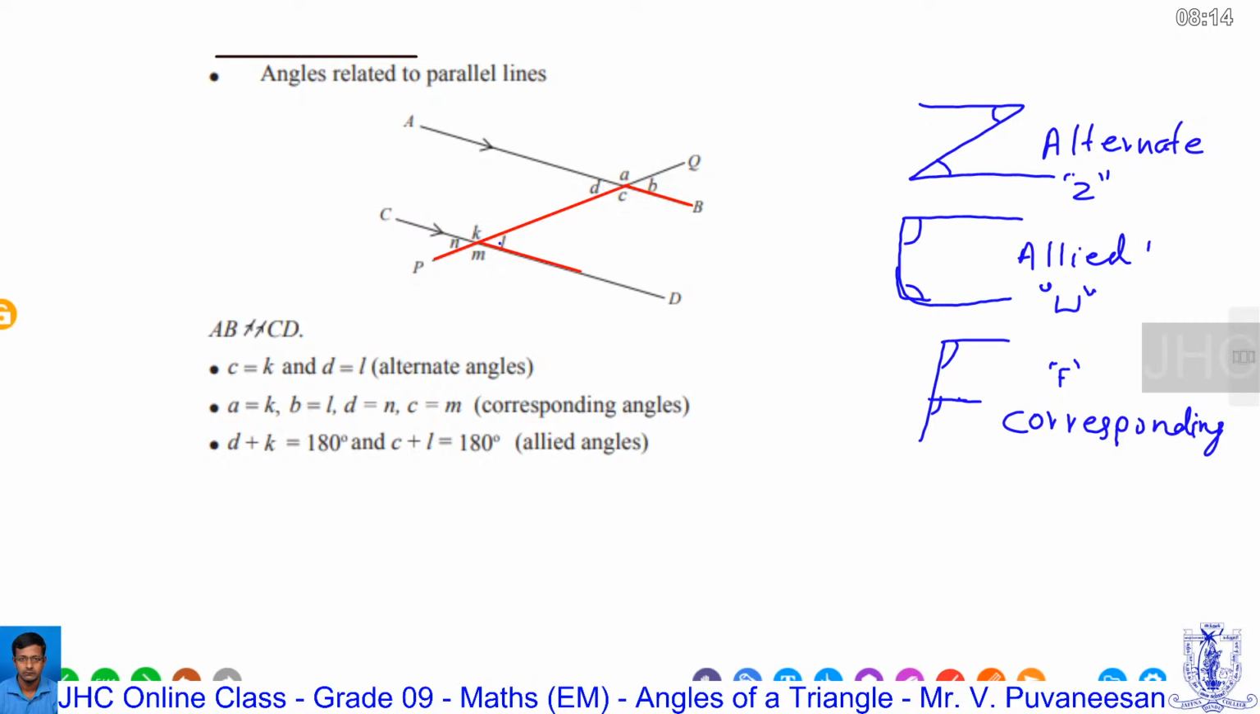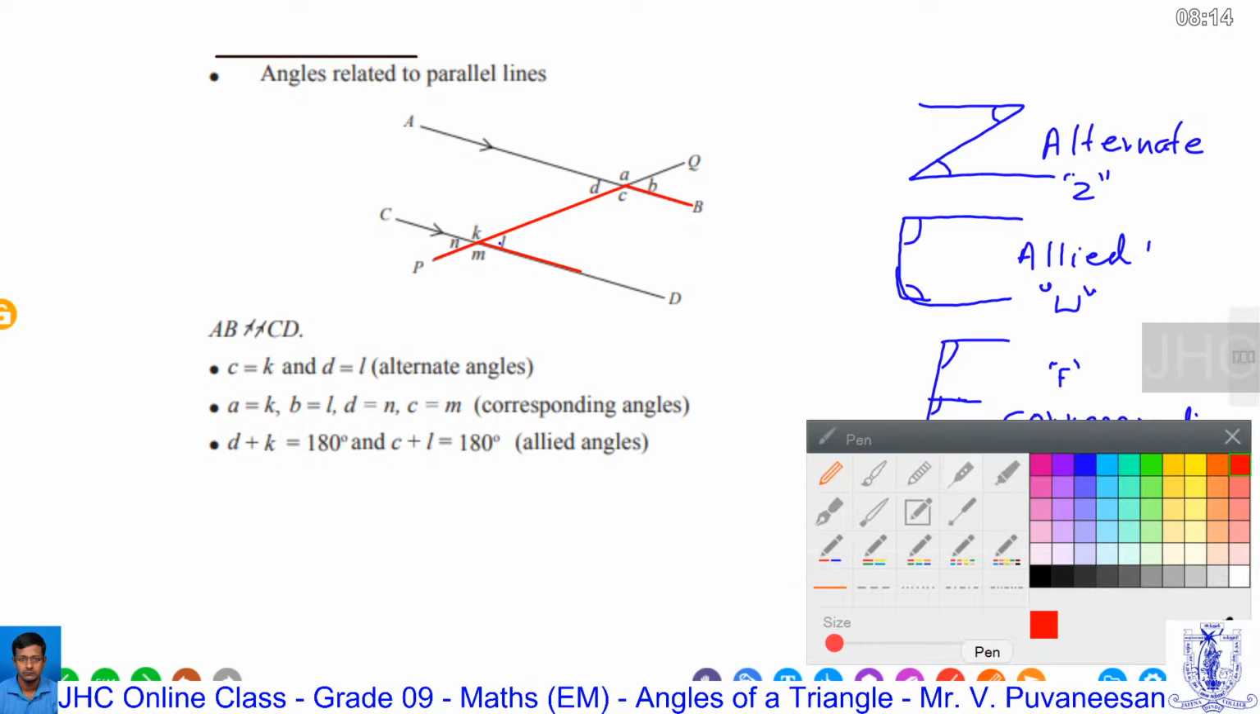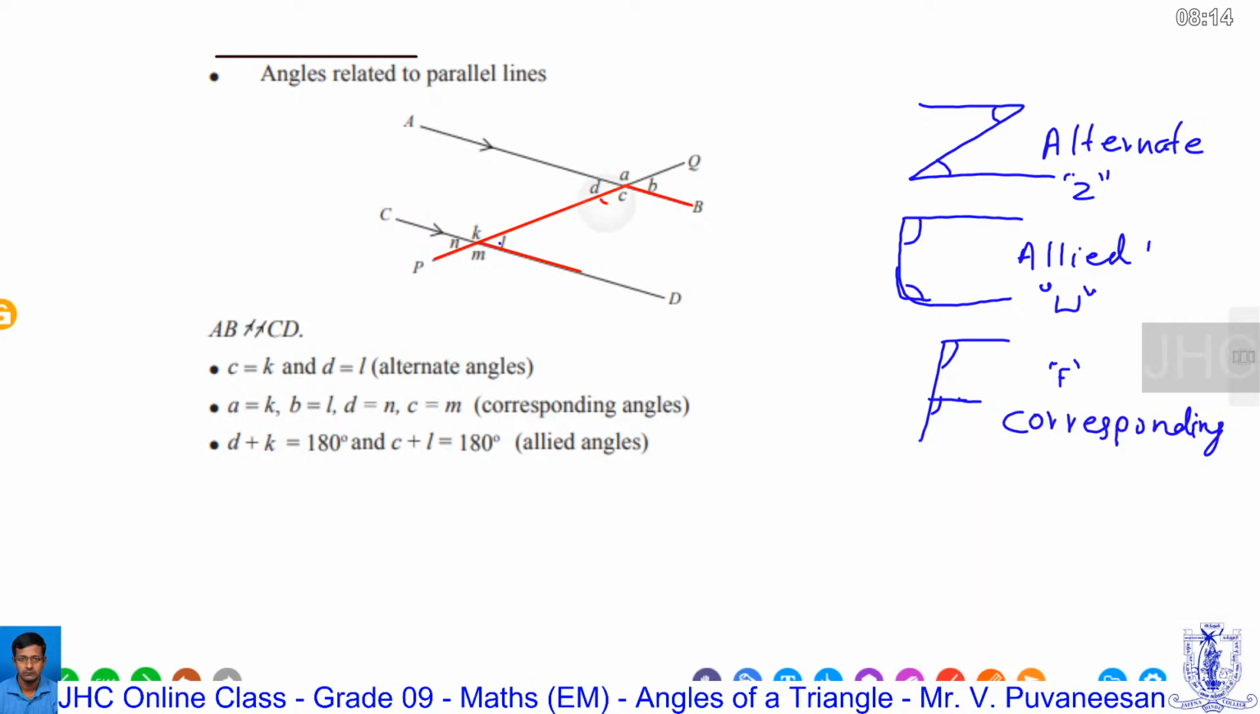In here, these two angles, we say corresponding angles C and M. C and M, corresponding angles. There are four pairs of corresponding angles formed when two lines are intersected by a transversal.